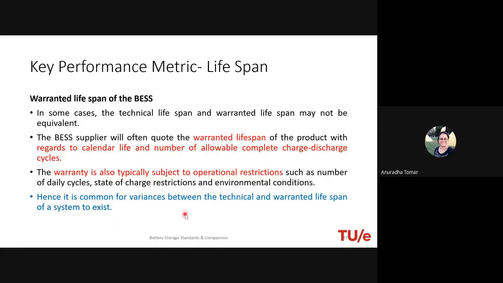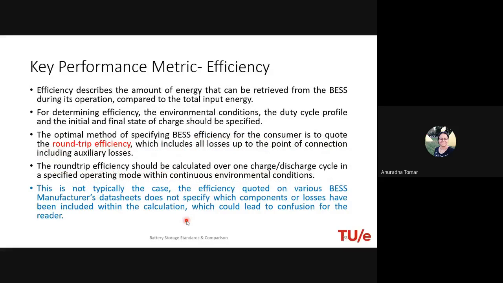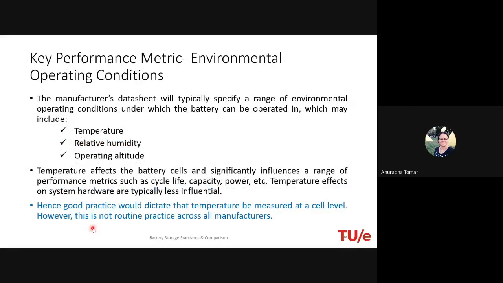So we need to carefully look into this matter also. Another is related to the efficiency. Here it is important that the efficiency which is mentioned should be the round trip efficiency, which means that you start from the battery point going to the load and again from the load to the battery. But generally this is not the case. We just consider the one-sided, you can say, rather than the round trip efficiency. So this is something also very critical to look into when you are purchasing a battery.